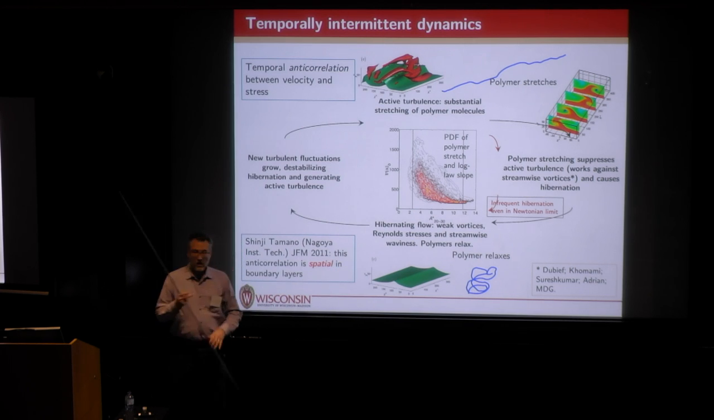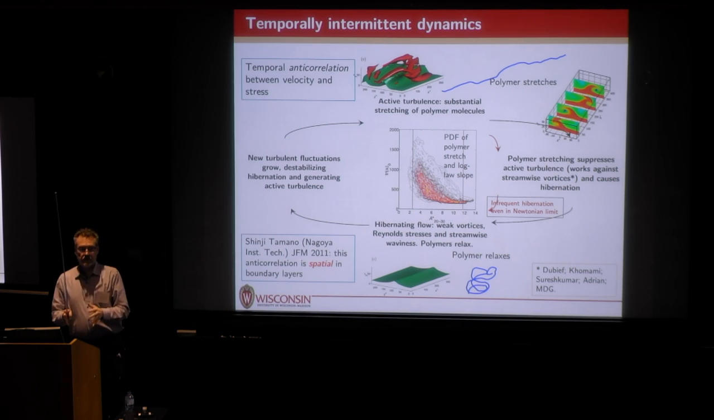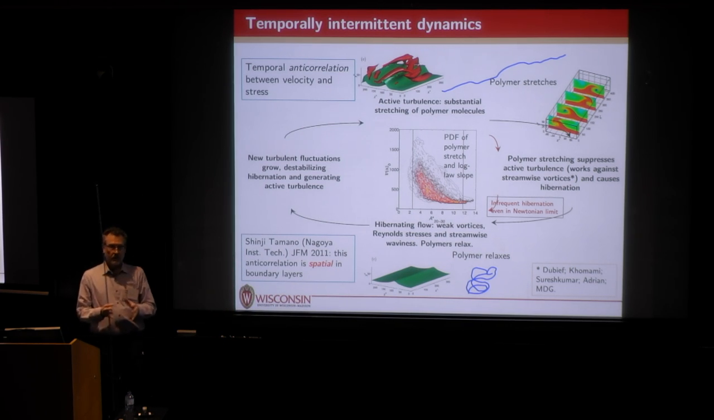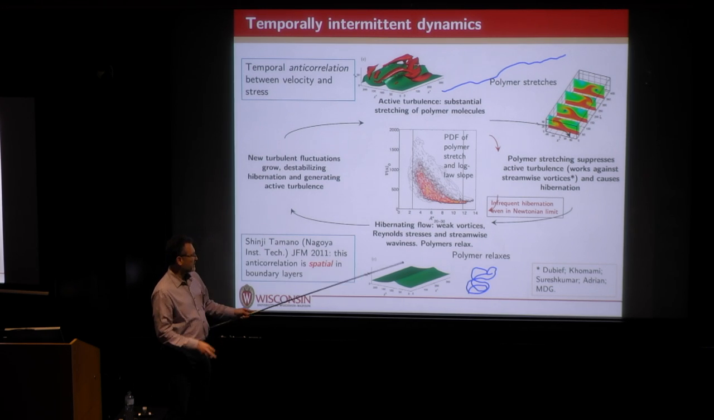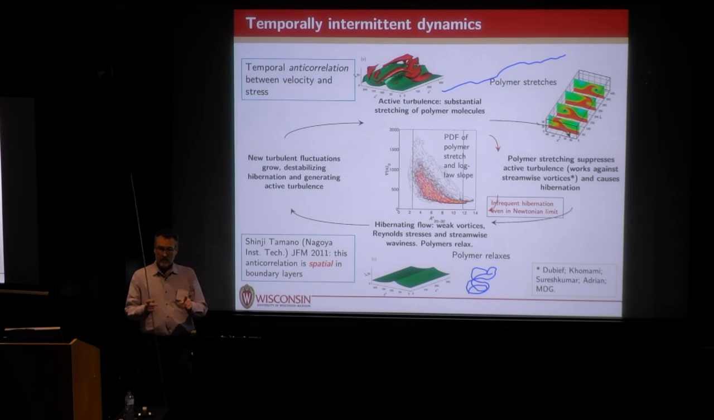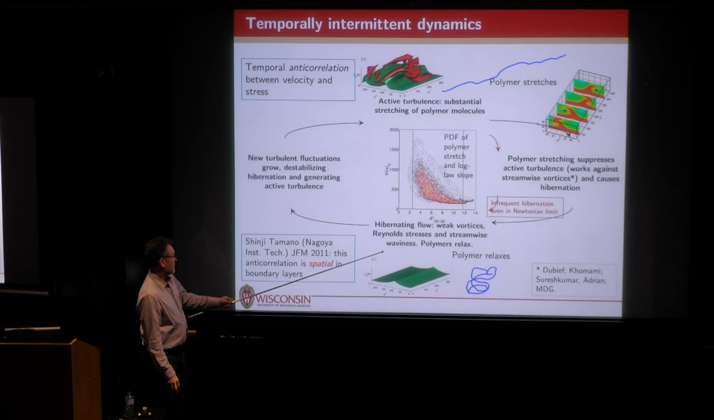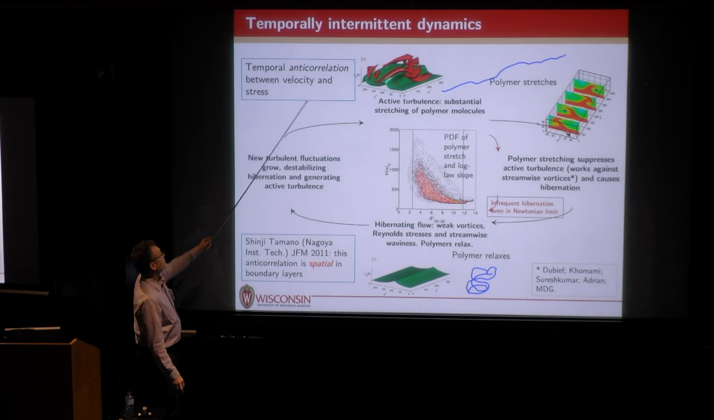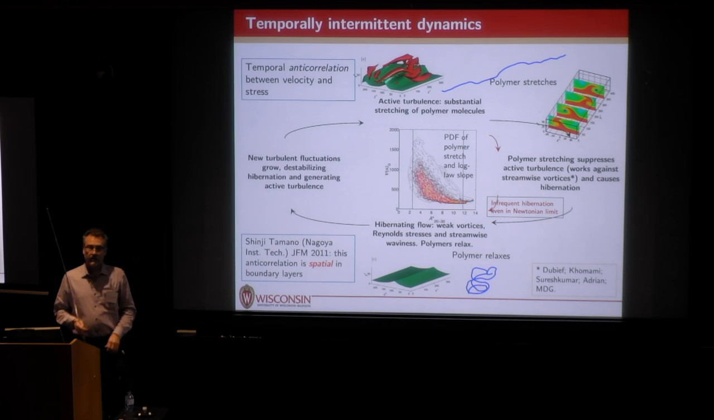In this case, the polymers relax. They're being very weakly perturbed by the flow. The main effect of the flow here is the mean shear. The vortices have a very weak effect. Eventually, these states go back to the active case, and you sort of cycle stochastically through here.